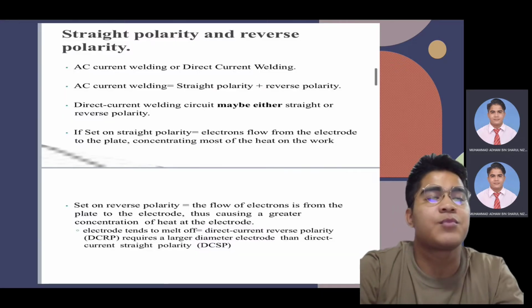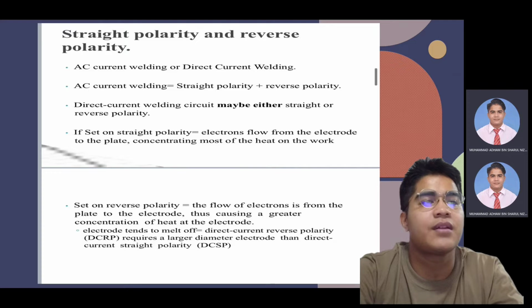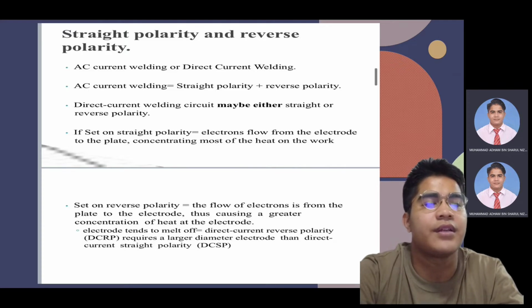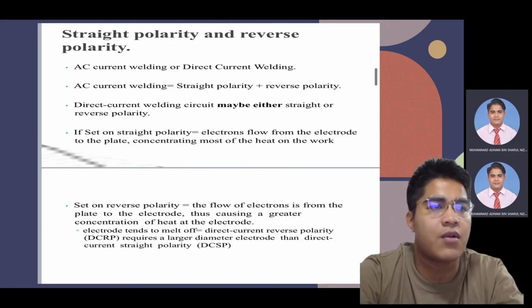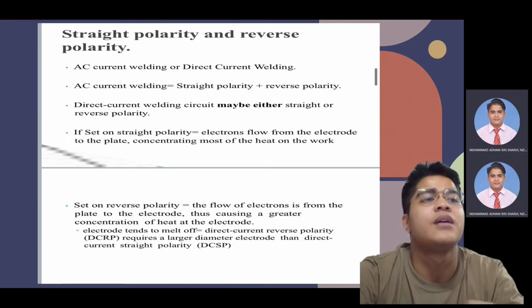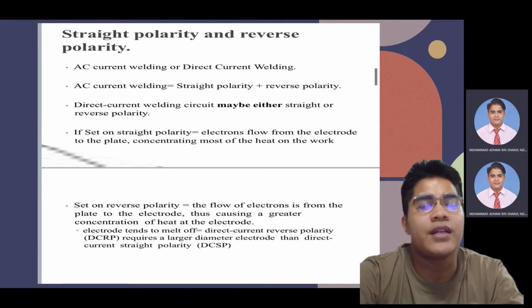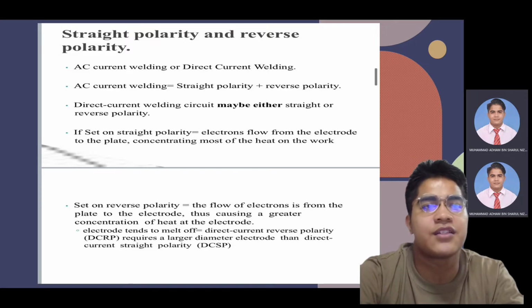Straight polarity and reverse polarity. AC current welding or direct current welding. AC current welding is equal to straight polarity and reverse polarity. Direct current welding circuit may be either straight or reverse polarity.